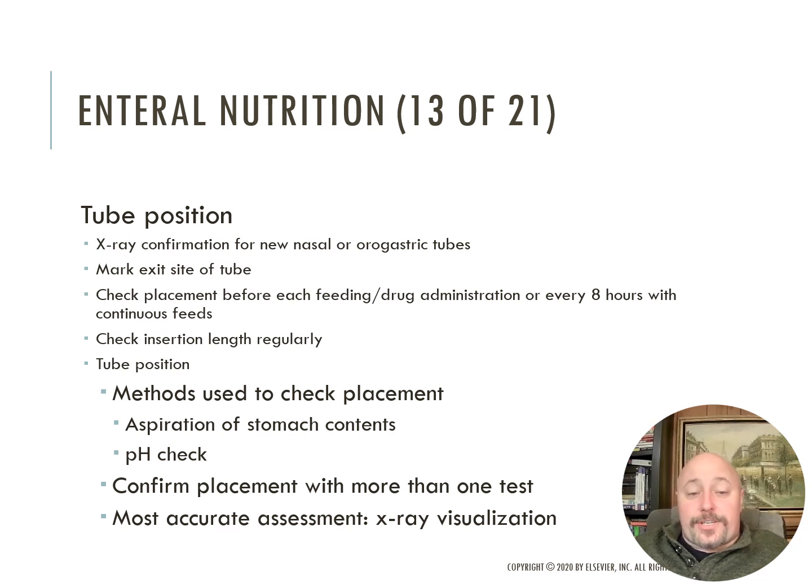The tube position is confirmed with an X-ray, and mark the exit site of the tube. Make sure to check that placement for each tube feeding administration or every 8 hours with continuous feeds. Also, check the insertion length regularly. The tube position is determined by the method used to check placement, along with the aspiration of stomach contents, checking the pH to confirm that we're getting stomach acid, and confirming the placement with more than one test. We want to be absolutely sure it is in the right place.